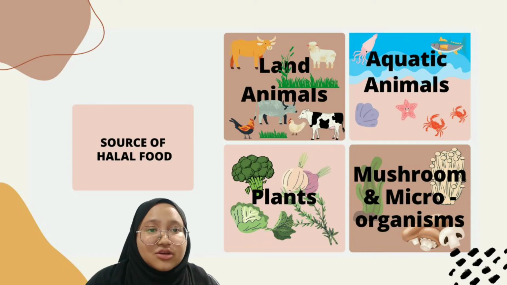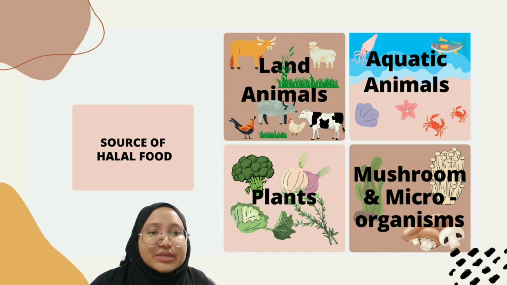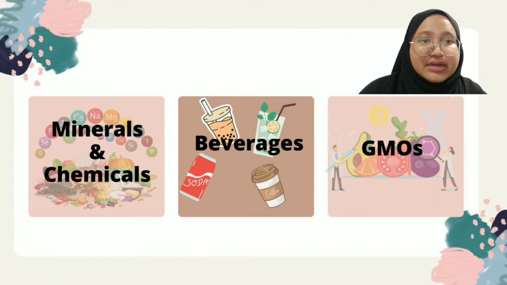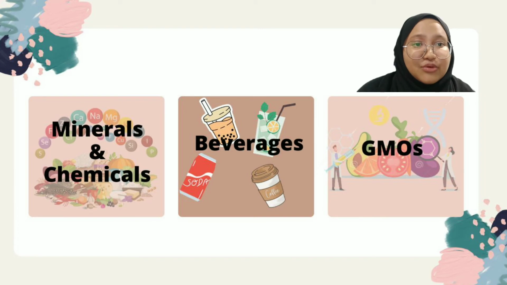But not least is the source of halal food. There are 6 sources of halal food. The first one is animal, divided into 2 categories, which are land animal and aquatic animal. The second one is plant. The third one is mushroom and microorganism. The fourth one is mineral and chemical. Number 5 is beverage. Number 6 is genetically modified organism, GMOs.